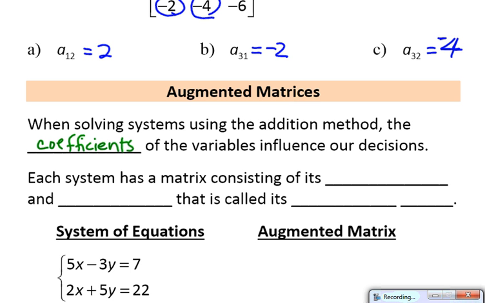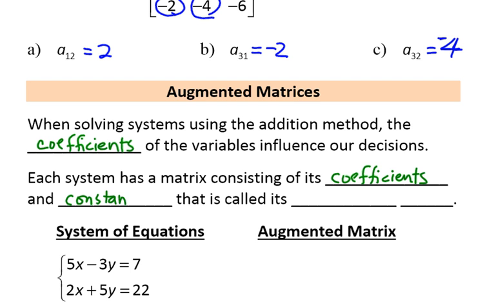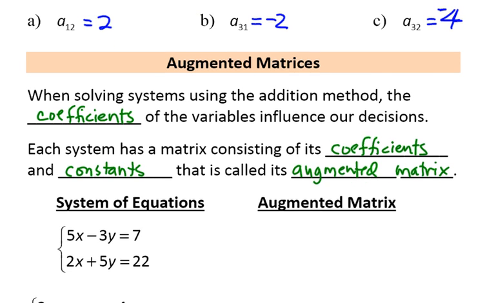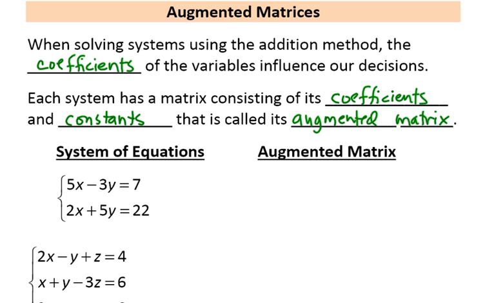Well, each system of equations has a matrix consisting of its coefficients and its constants. That is called its augmented matrix. So we're going to pull out just those things that are going to be important, which are the coefficients and the constants. So here's my system of equations.